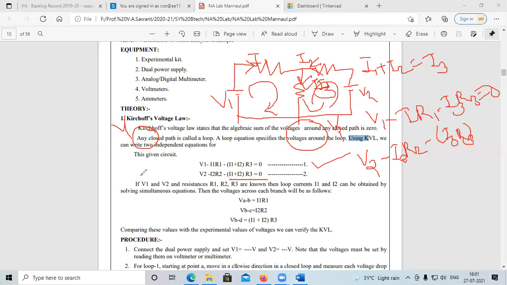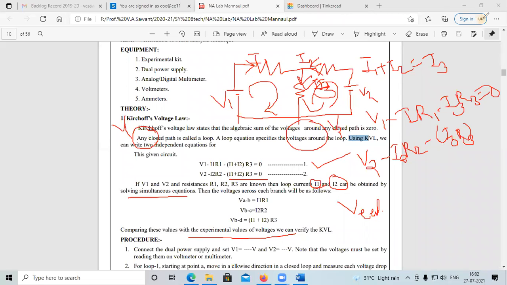If voltages V1 and V2 and resistances R1, R2 and R3 are known, we can calculate the currents I1 and I2, because we have used mesh analysis, by solving the simultaneous equations, either with a calculator or by using a formula. Then we compare this theoretical value with the experimental value. If they are nearly the same, the mesh analysis technique is verified. In the conclusion we will write: hence the mesh analysis technique is verified by experimental as well as theoretical results.